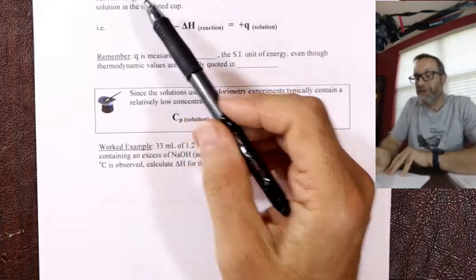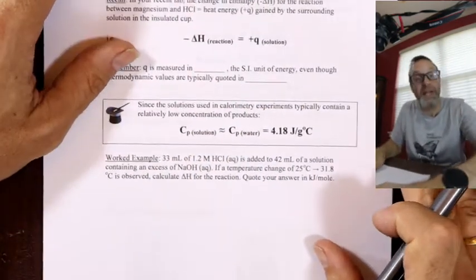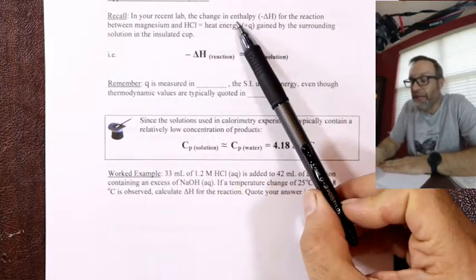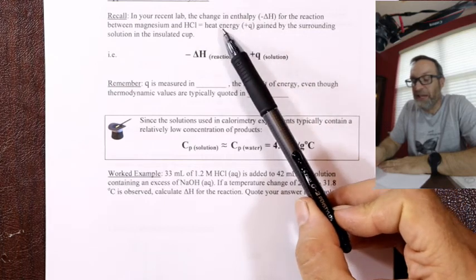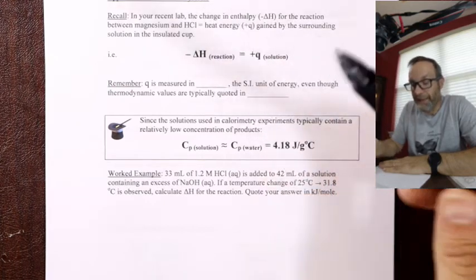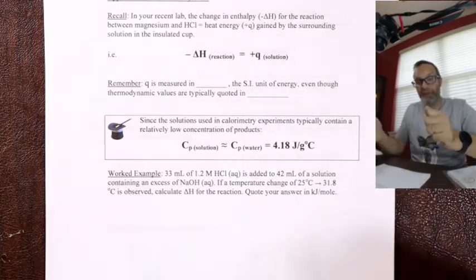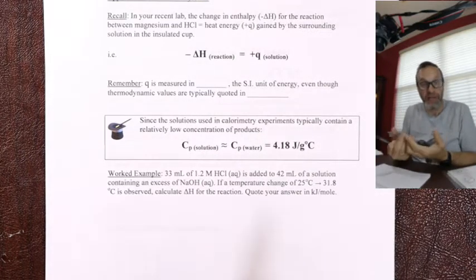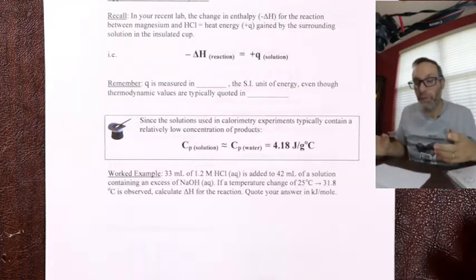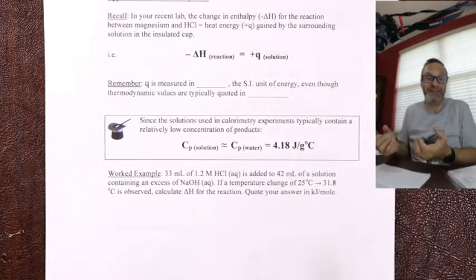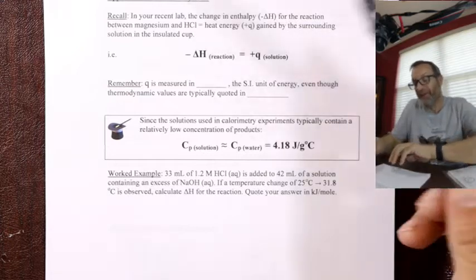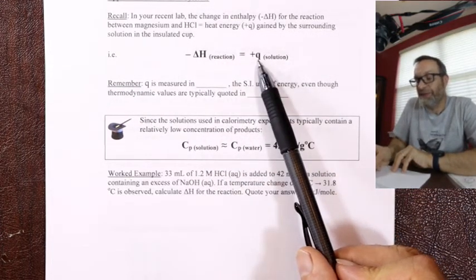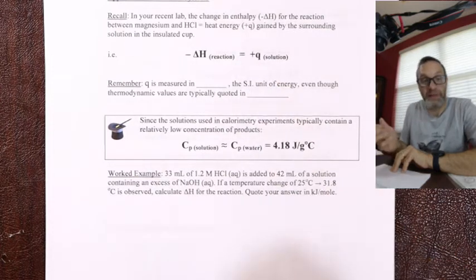Recall in your recent lab, we're a little bit ahead of the curve, the lab you're going to do this week, I think. The change in enthalpy, delta H, for a reaction is released to the surroundings. So the acid and the base, or in your lab, the magnesium and the HCl, will bump into each other and react. Then heat will go into the surrounding water and heat up the water. And then it's just Cp M delta T. So remember, the enthalpy loss from the reaction comes out as heat into the solution, and you can trap it in that coffee cup.